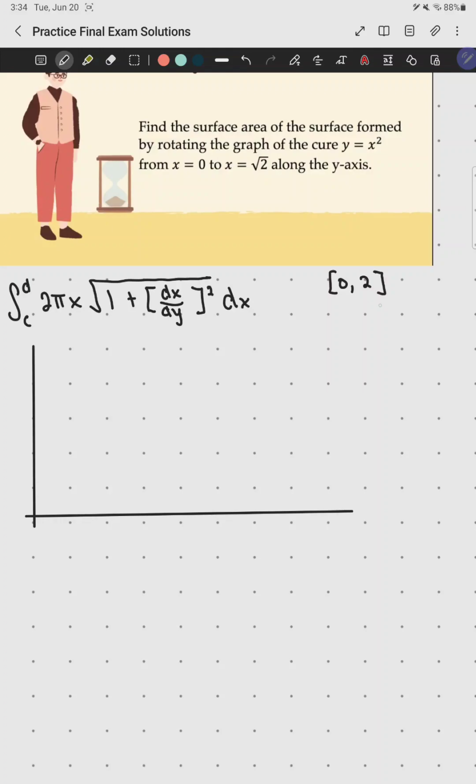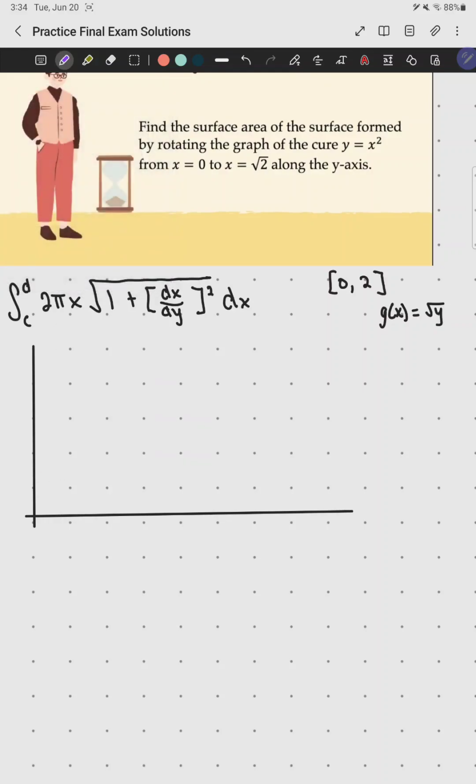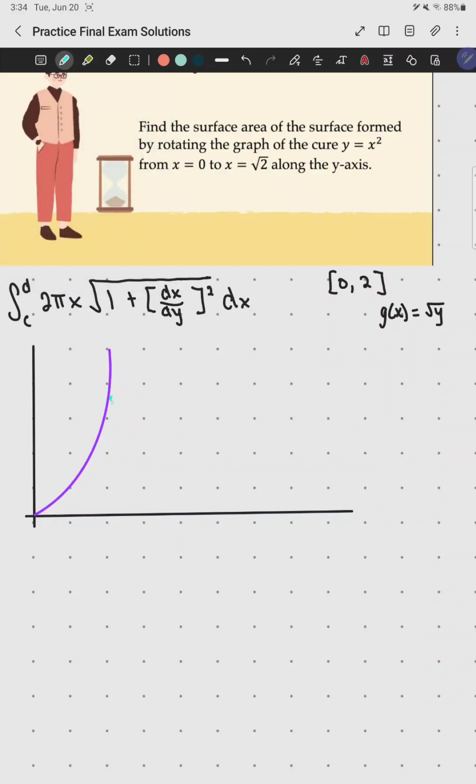We're also going to change this equation to g of x equals square root of y. You'll see why in a minute. And then from here, this is more or less looking like this. So we're doing a square root of x, but along the y-axis, right? And this is, again, just a rough sketch. This is going to be our square root of 2.